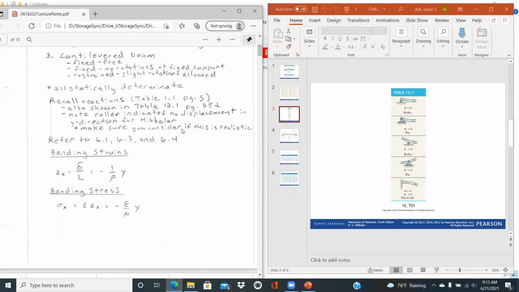And again, just the note on the roller, just make sure you consider if this is realistic for, say, a design situation that you're doing. If it's just resting on a roller, it couldn't provide a force in the other direction.